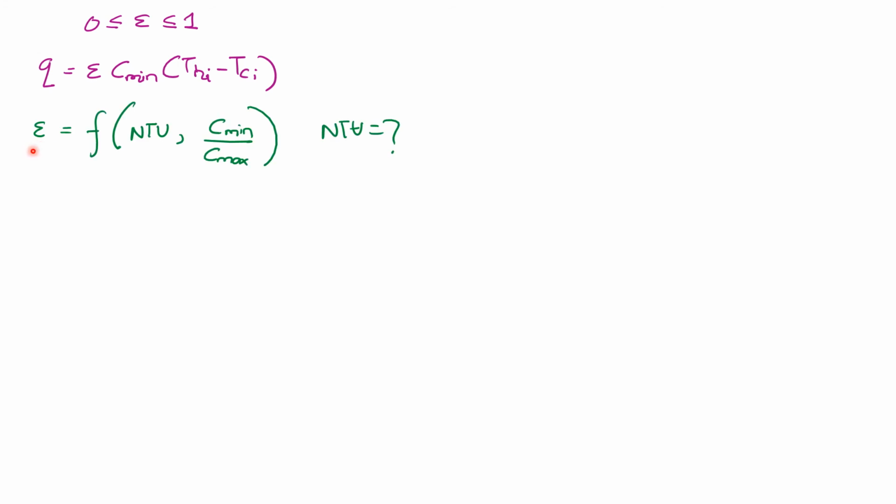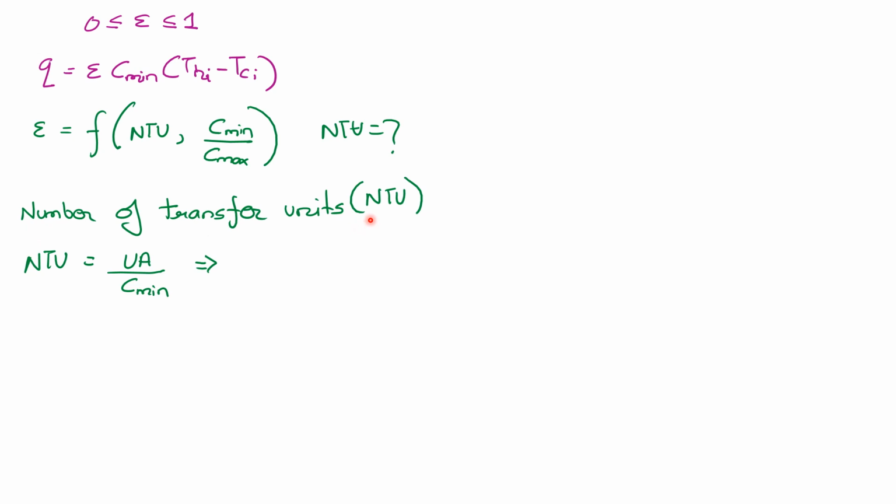Now the effectiveness eta is a function of NTU and the ratio between the minimum and the maximum heat capacity rates. But what is the NTU here? The NTU is something called the number of transferred units. So it's a different way of looking at how much heat has been transferred. Instead of quantifying heat transferred in terms of watts, we quantify the heat transfer for heat exchangers as number of transfer units. So how many units of heat was exchanged or transferred between the two fluids. And the formula for NTU is the overall heat transfer coefficient times the area divided by the minimum heat capacity rate.